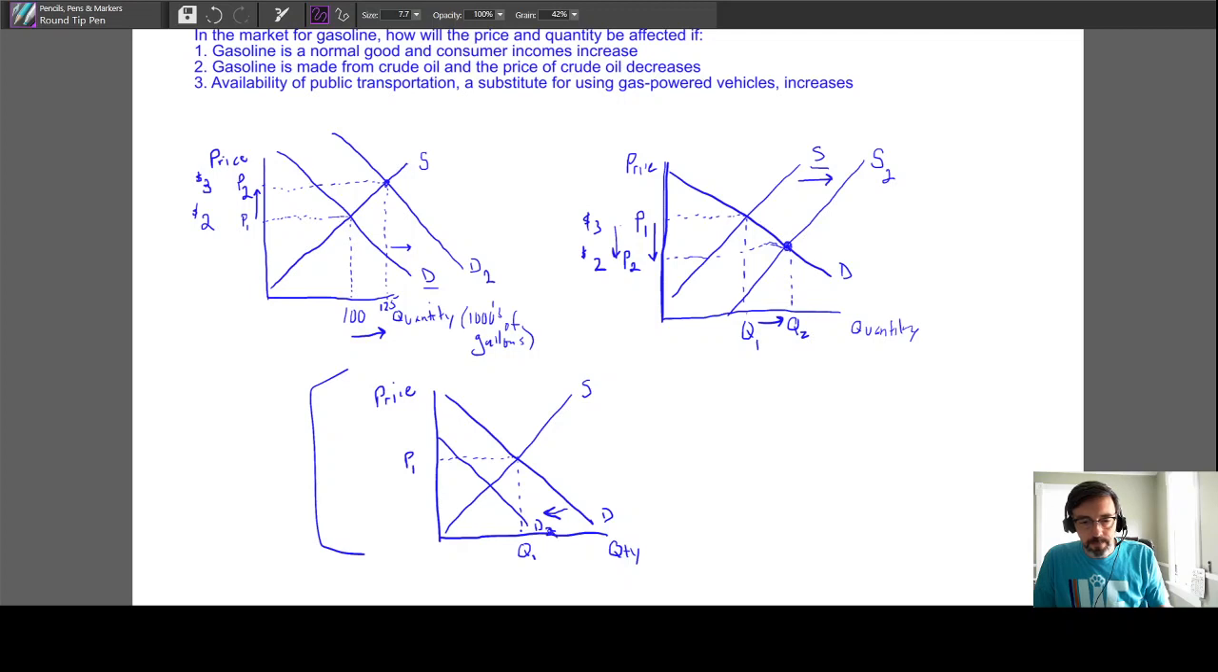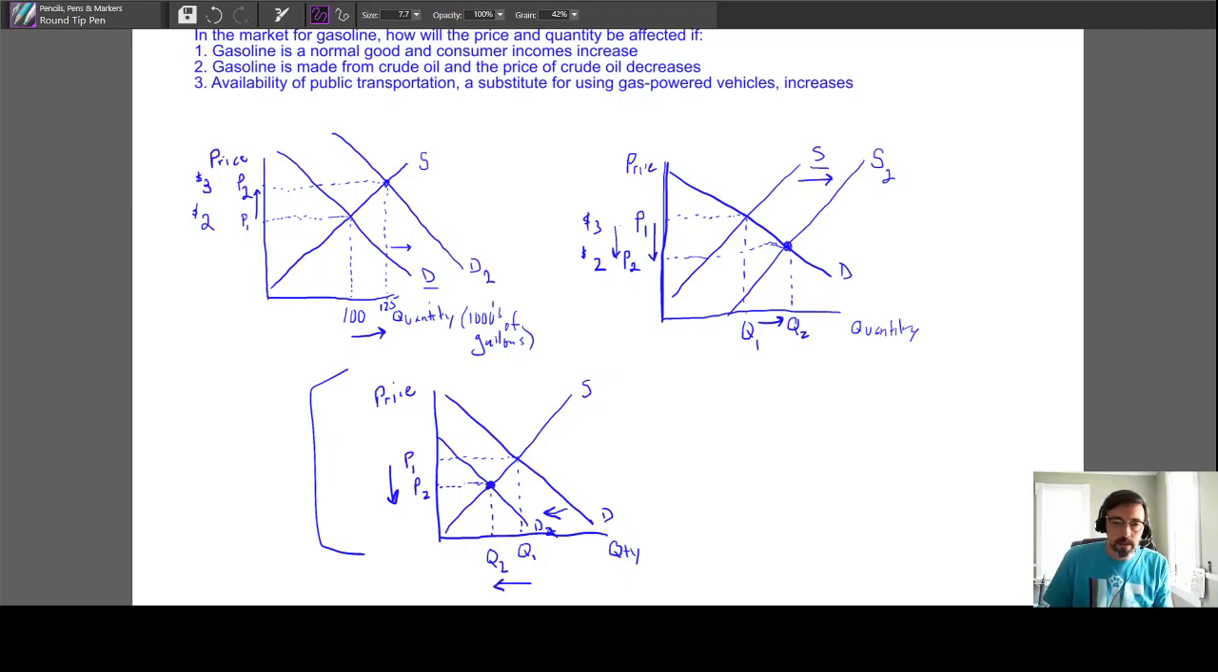D2. And then find the new equilibrium. Our new equilibrium is here where the new demand curve intersects with the supply curve. That gives us a price that we can call P2, and a quantity we can call Q2. Final step, compare the two prices. Price started at P1, it fell to P2. So price goes down, and the quantity of gasoline bought and sold in this market is going to decrease.